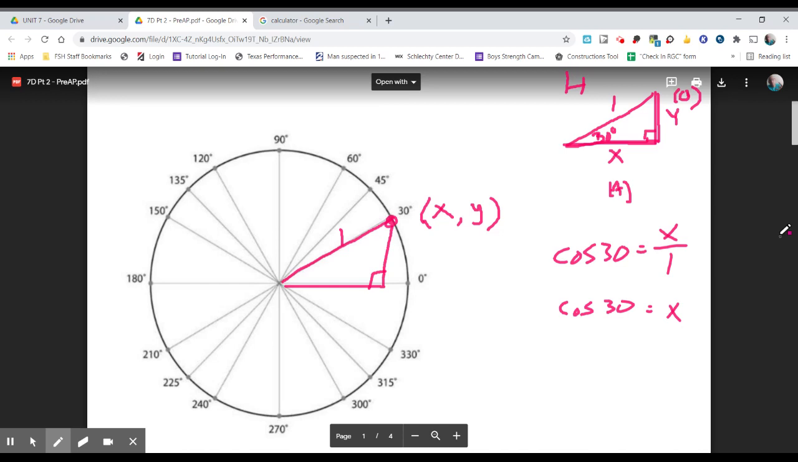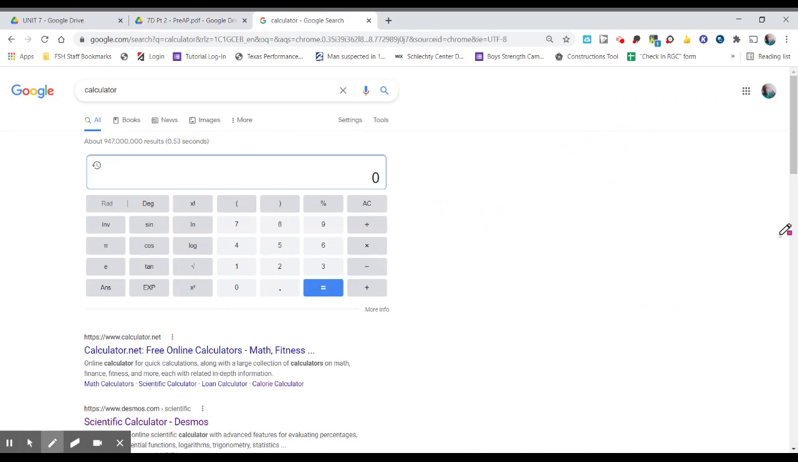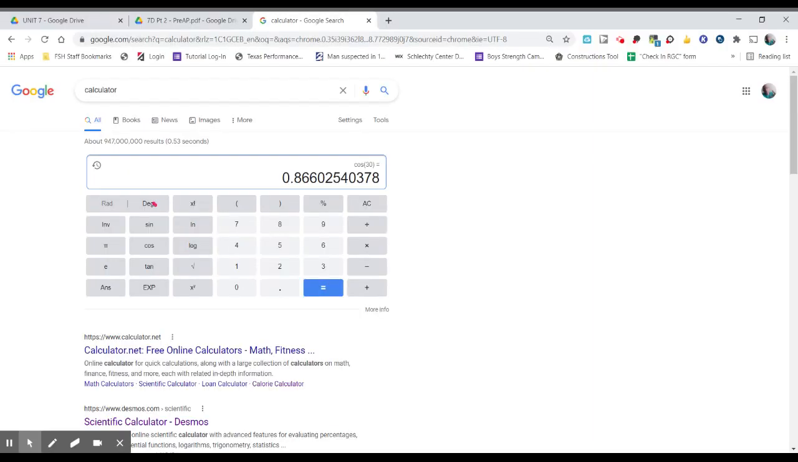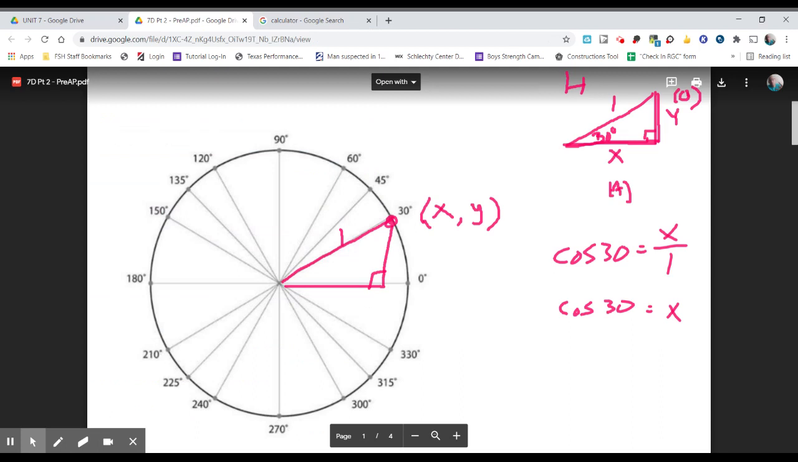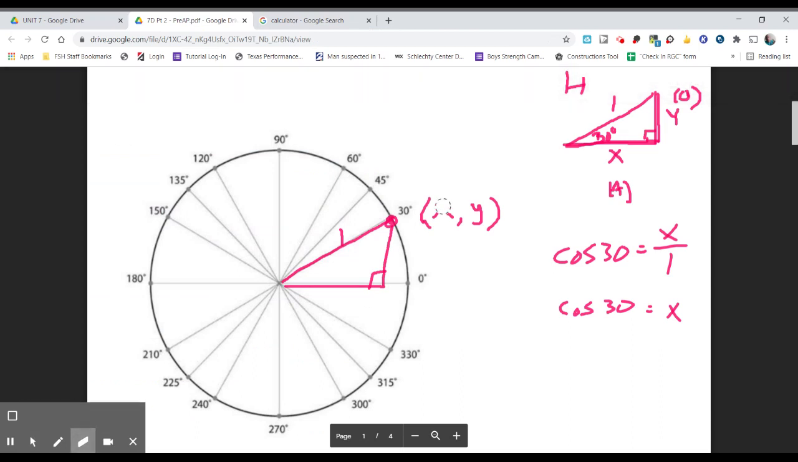Okay? So cosine of 30, we can make sure we're in degree mode here. Okay, is 0.866. Okay, 0.866. So we come back up here. So our x value will be 0.866.